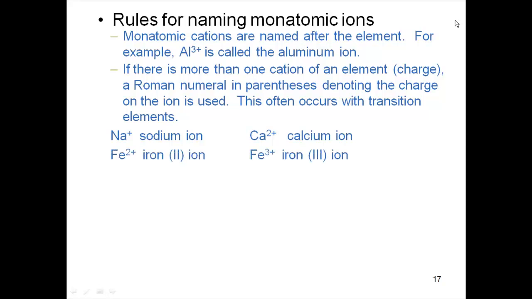However, for iron, there's 2 different states. There's iron 2 and iron 3. So if I do not put the Roman numeral and I just put iron, I do not know if it's charge 2 or charge 3. So I need to put that into my name. So for iron 2 ion and iron 3 ion, I must put that Roman numeral. That Roman numeral is telling me the charge on that species.